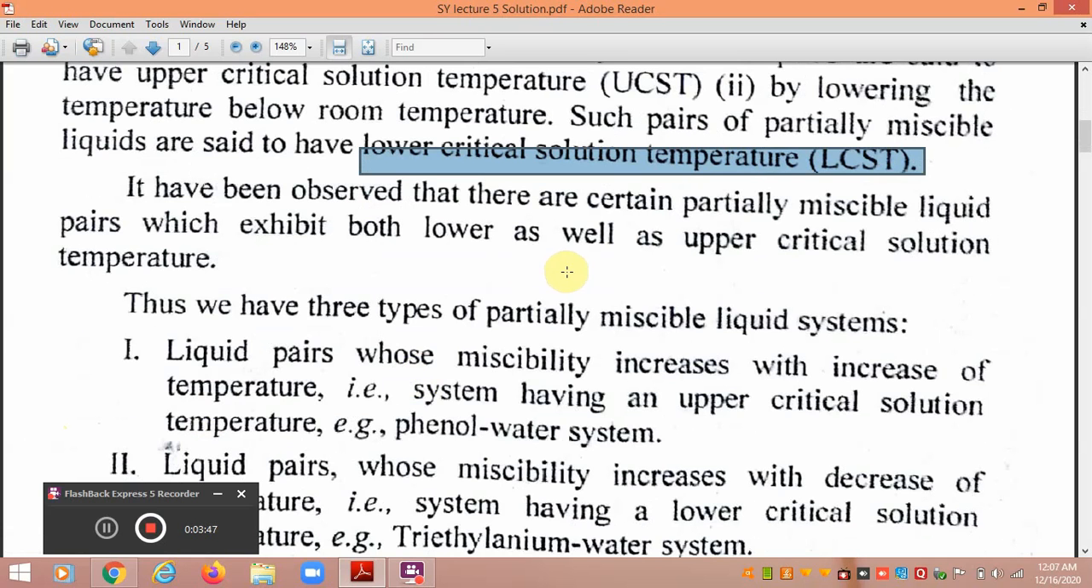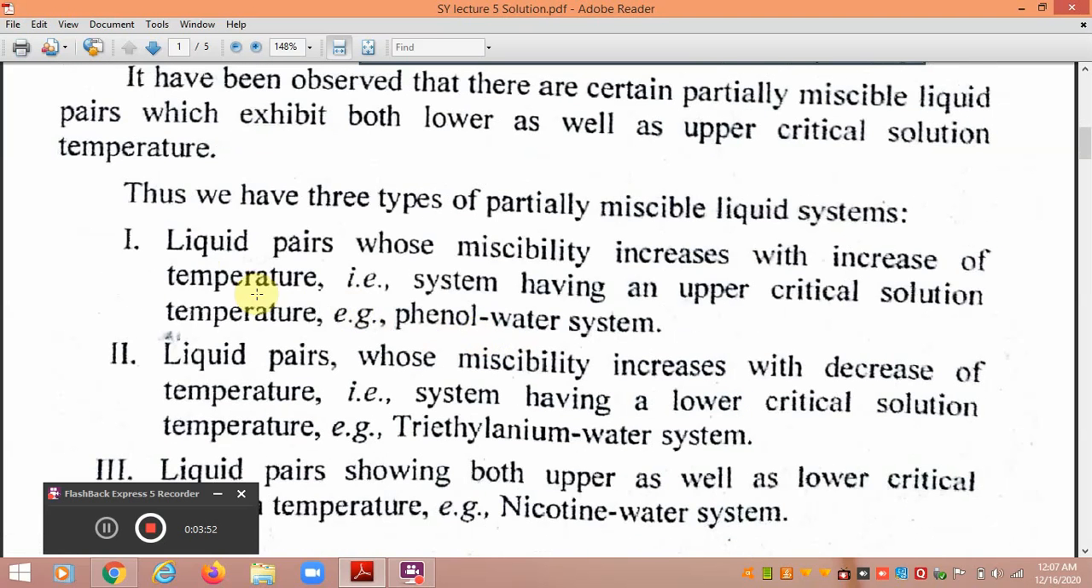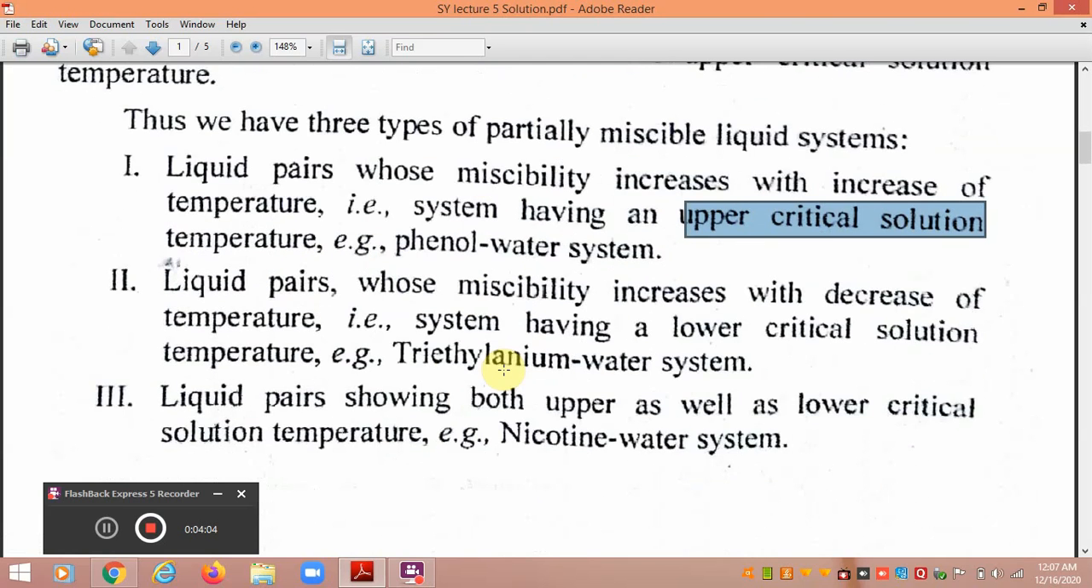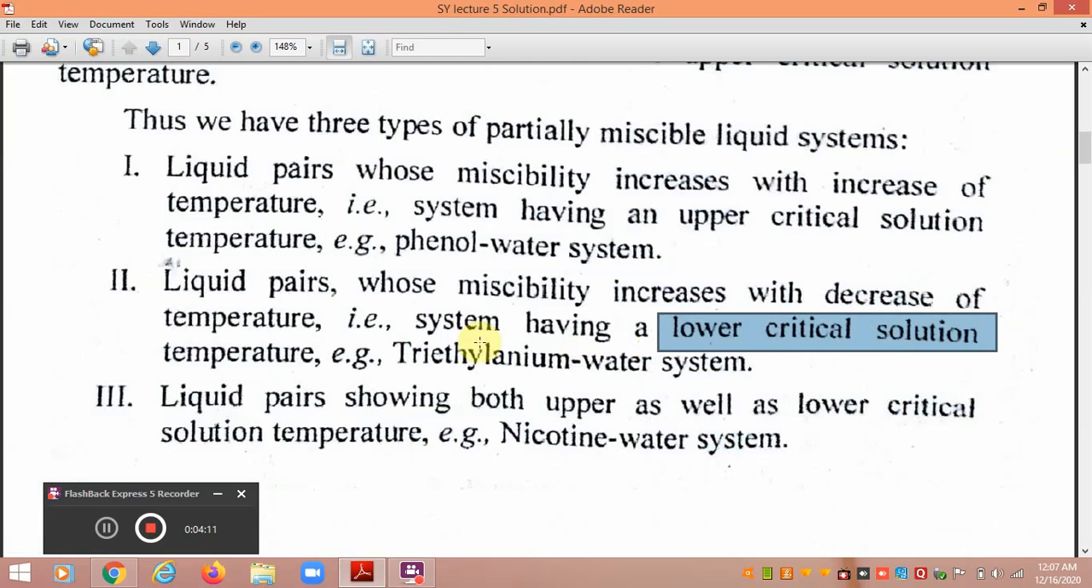So in this way we are going to talk about three types of partially miscible liquid pairs. One is liquid pairs whose miscibility increases with increasing temperature, and such systems have an upper critical solution temperature. The other is liquid pairs whose miscibility increases with decreasing temperature, and these systems have a lower critical solution temperature.